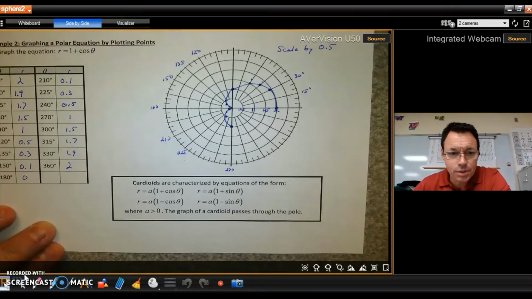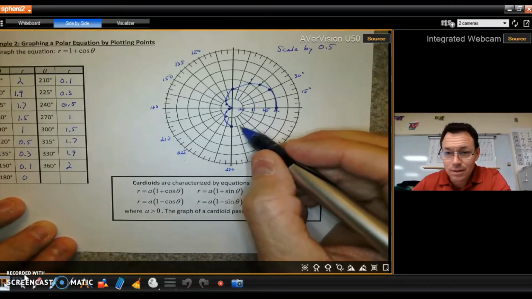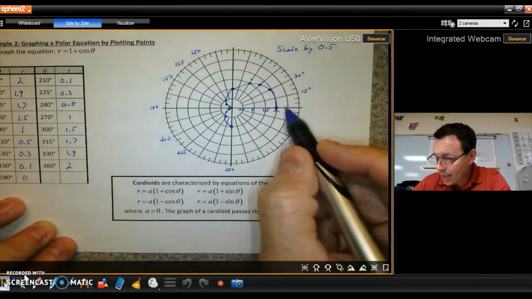I have to try to purposely slow down. I graph these a little faster. I've done quite a few of them. These are going to be brand new to you. Okay? And then, again, keep going. We've got to connect these.